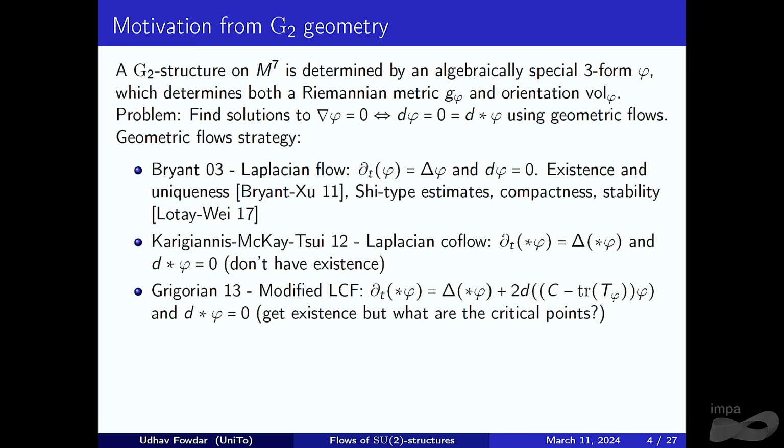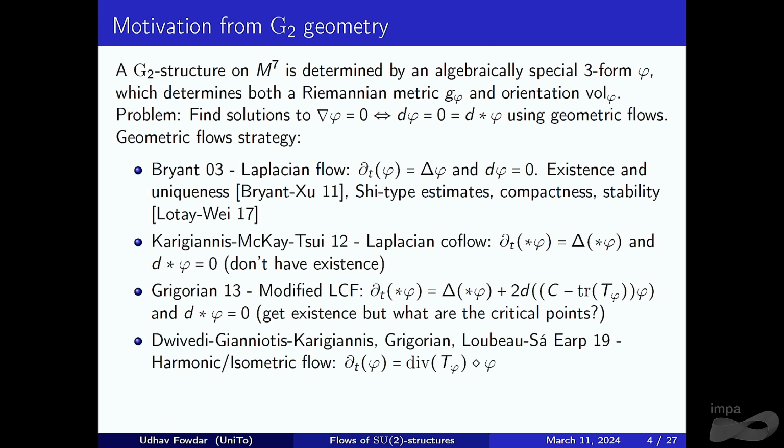For instance, nearly parallel G2 manifolds would be critical points of this flow. Okay, so the story goes on, and people keep thinking about geometric flows. So in 2009, 3 different groups of people, Dwivedi, Giannotti, Skaraganis, at the same time Sergei Grigoryan, and also Eric Lubo and Enrique Saeb, all came up with what is known today as a harmonic or isometric flow.